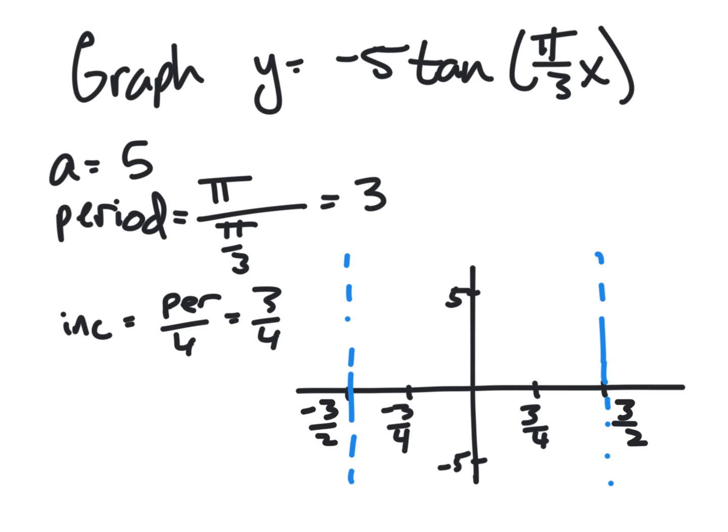All right, finally, because this is negative 5, this will not increase, it will decrease, and it's just been reflected over the x-axis. All right, and so if I wanted to graph another period, I just continue adding in increments of 3 over 4. All right, and that's how we graph tan.